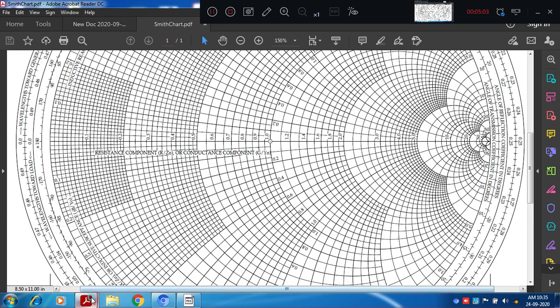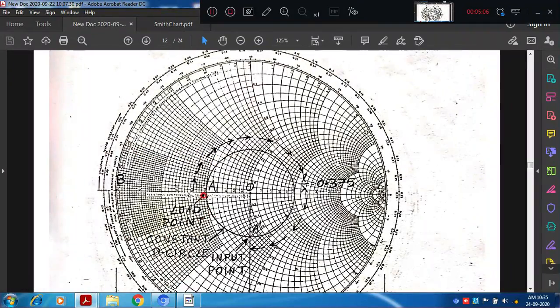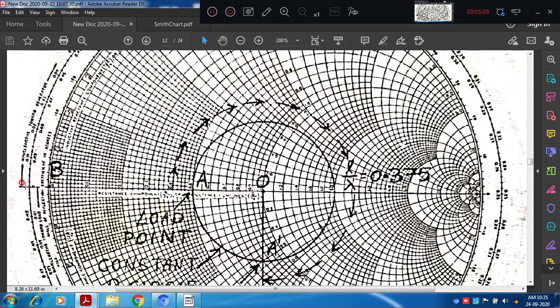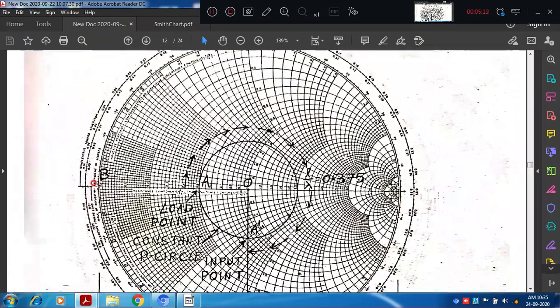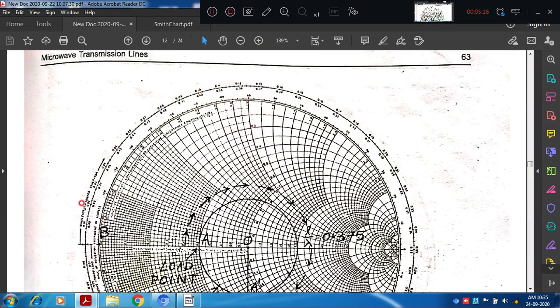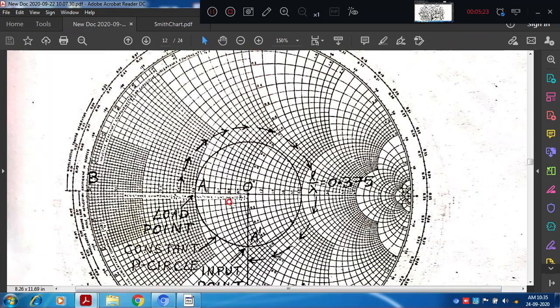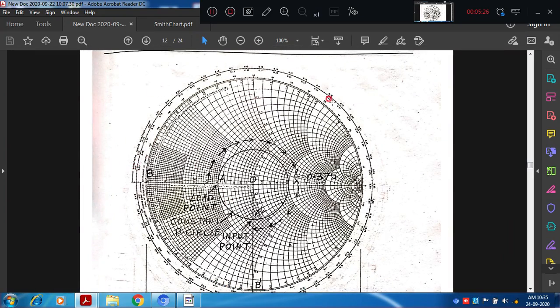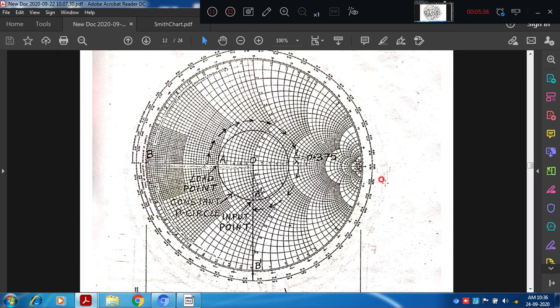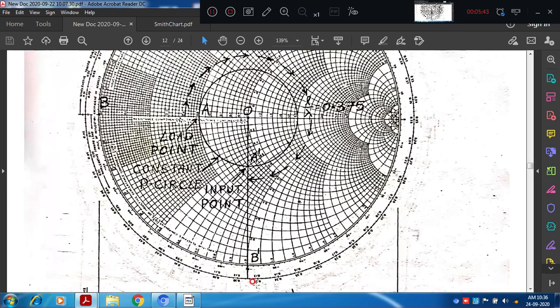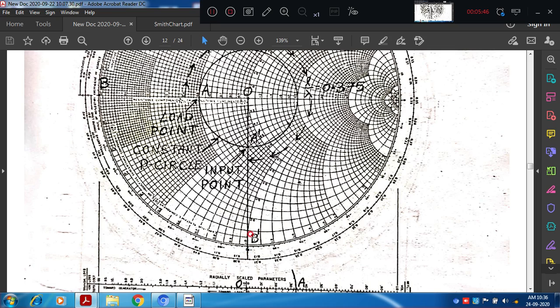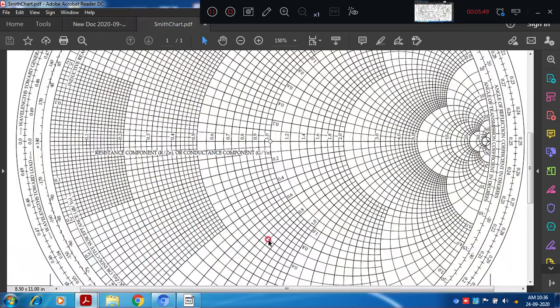Now you see here, this is our load point. From here we need to move 0.375 distance in a clockwise direction. It starts from 0 here. If you traverse a complete Smith chart, one circle, this results in 0.5. Half of the Smith chart will be 0.25. So our 0.375 lies somewhere between 0.5 and 0.25. That value is appearing here, that is 0.375. We'll call that point B dash. Here it is more clear, we'll see.